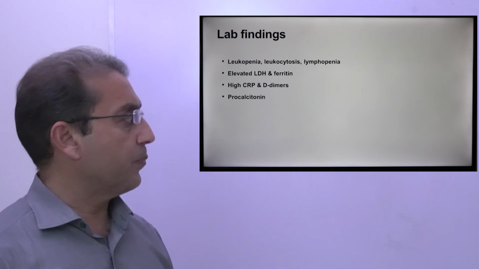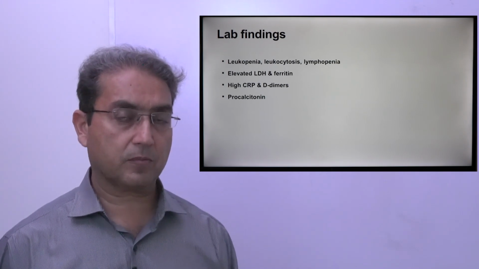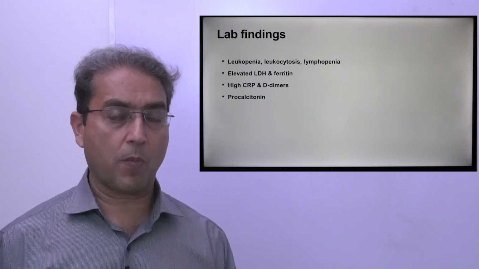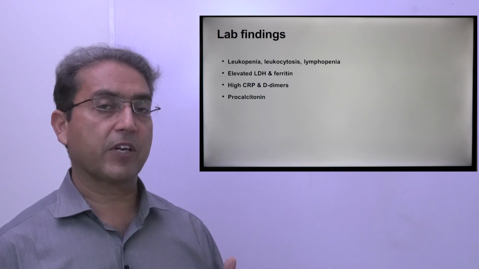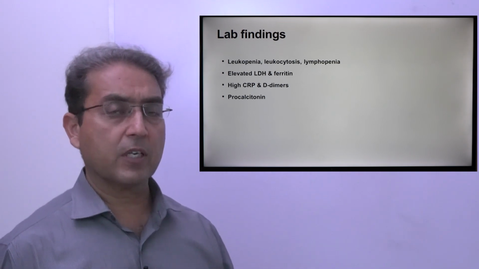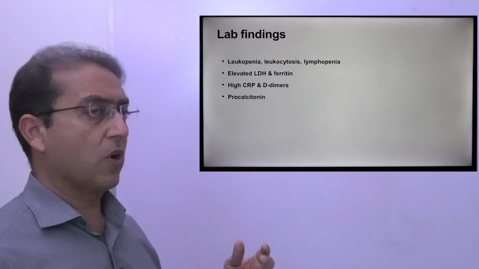We can check for the procalcitonin for the presence of superadded bacterial infections. Procalcitonin is low in viral infections, or it's normal, while in bacterial infections it tends to be high. So one can check for procalcitonin. Similarly, we can look for other inflammatory markers like interleukins, but they're generally not required.